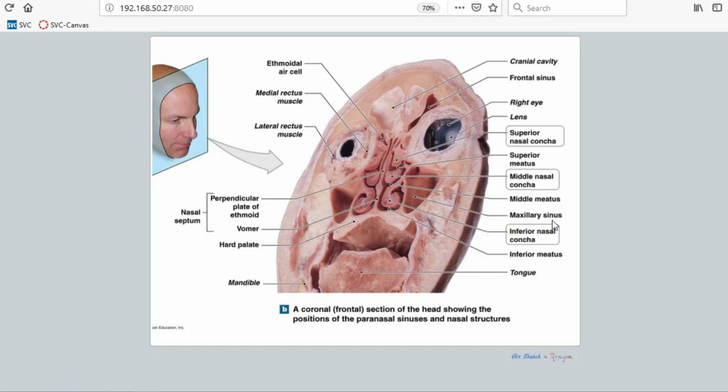What else can we find in here? Well, if this is all the nasal cavity here, there we have some sinuses. Those are the maxillary sinuses right there. Let's see. Here is part of a frontal sinus.